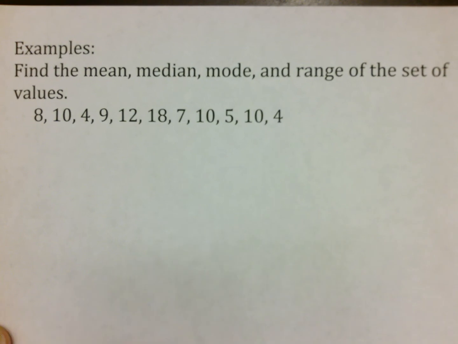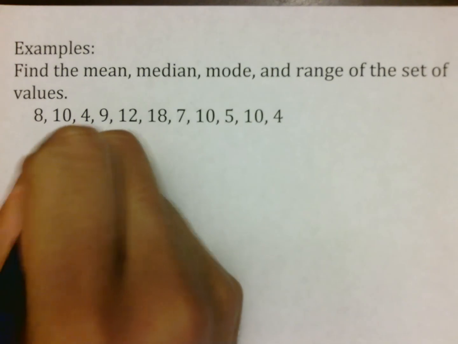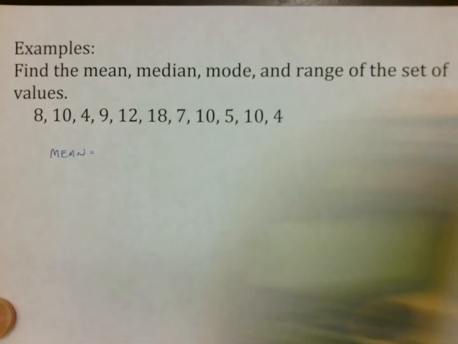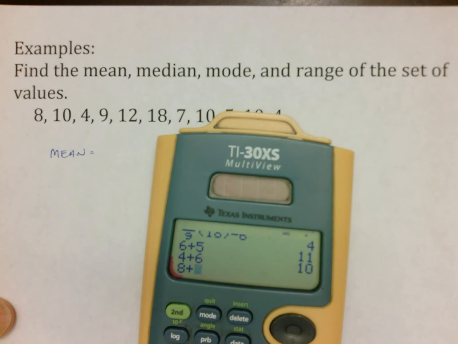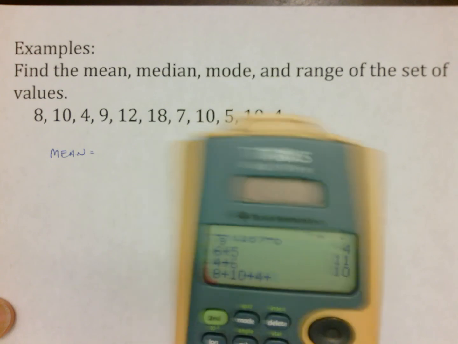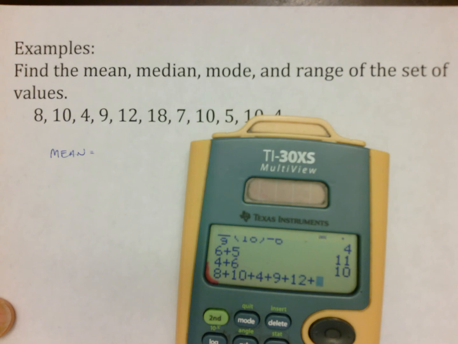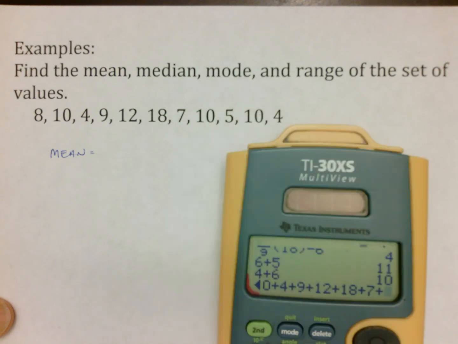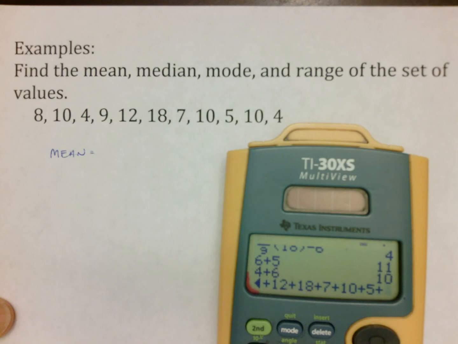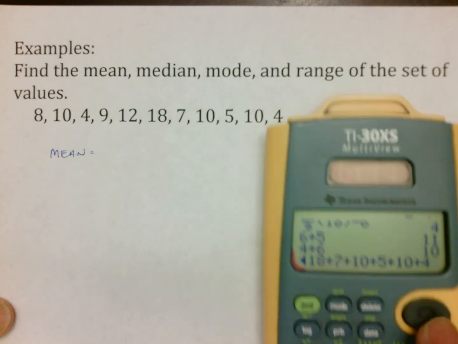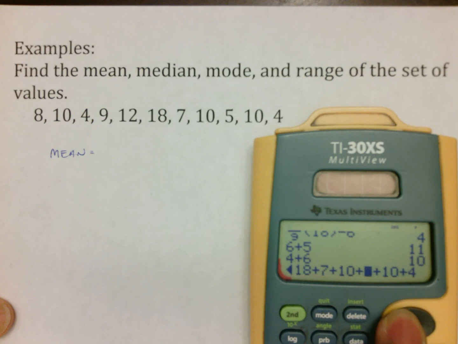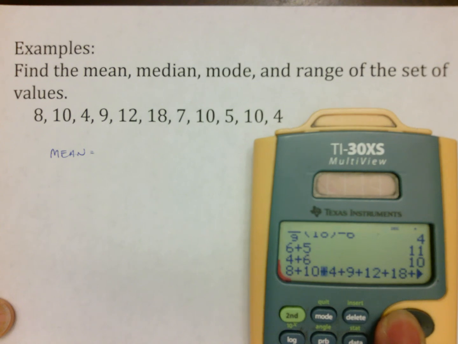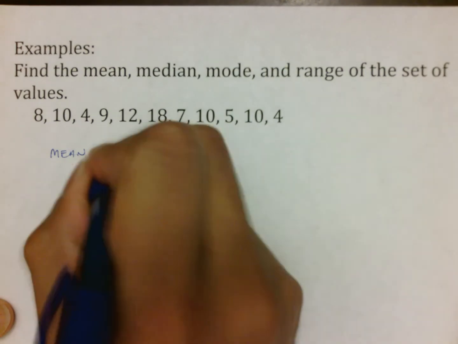Find the mean, median, mode, and range of the set of values. First off, if you want the mean, again, what you want to do is add everything up. So we actually do 8 plus 10 plus 4 plus 9. And again, just to be safe, I'll go back and check. I do have a 4 followed by a 10, a 5, 10, 7, 18, to 12, to 9, to 4, to 10, to 8. That gives me a total of 97.